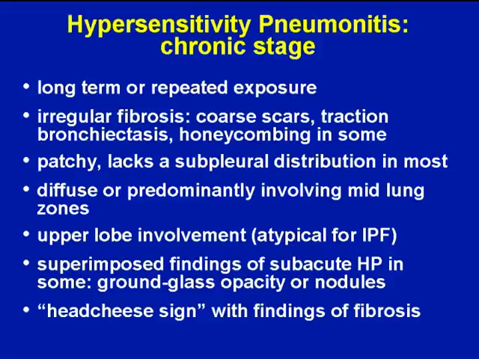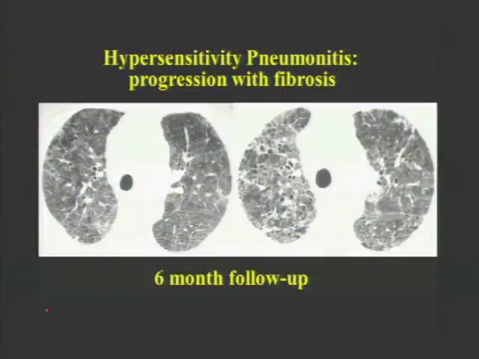Superimposed findings of subacute hypersensitivity pneumonitis are present in some patients with fibrosis, so you can see ground glass opacity or centrilobular nodules mixed in with fibrosis. And basically the Headcheese sign with findings of fibrosis is what you might see. So here are a few examples: hypersensitivity pneumonitis with progression to fibrosis.